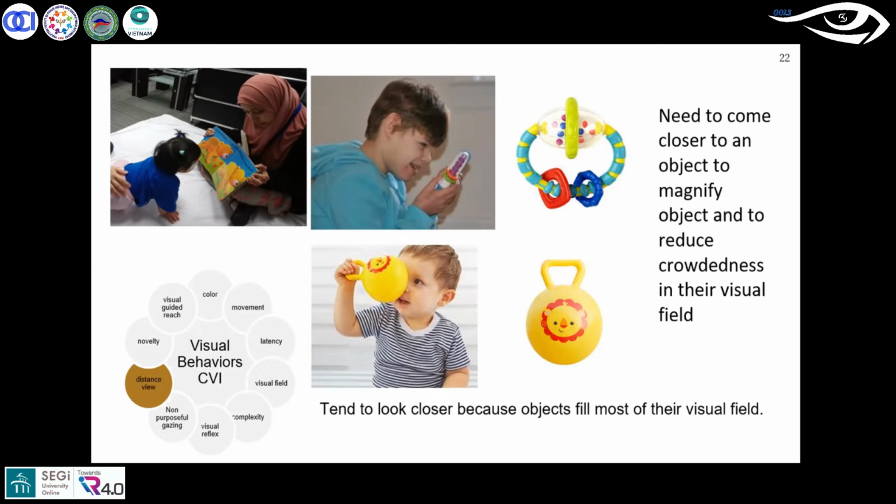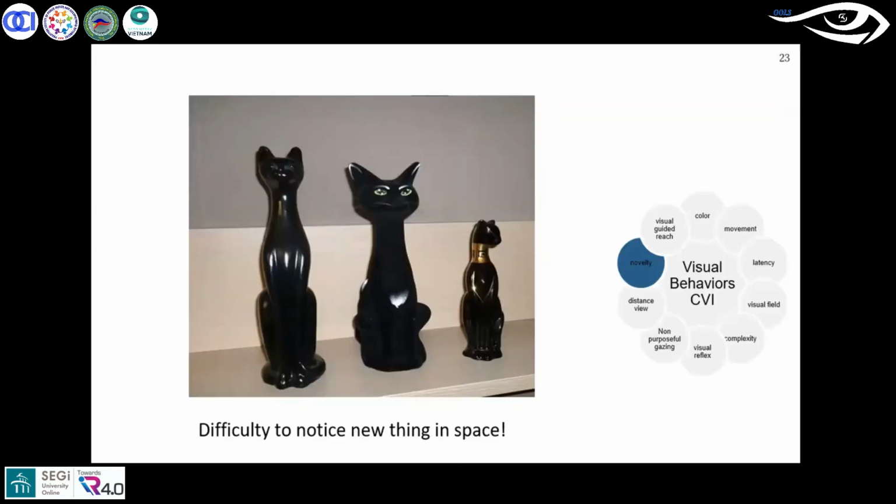So the same goes for these two examples that I showed in this slide. First is this boy. He needs to hold the toy close up in order for him to manipulate and to visualize what he is looking at, in order for him to really engage with an object, right?